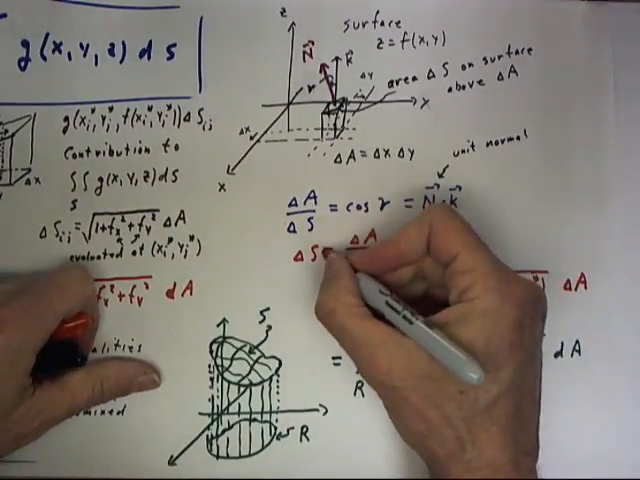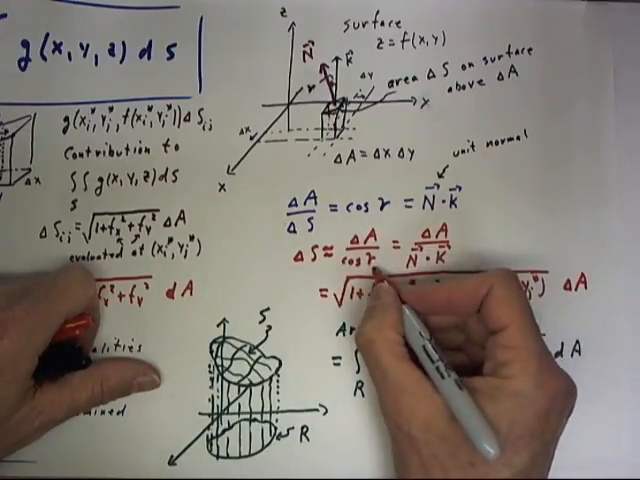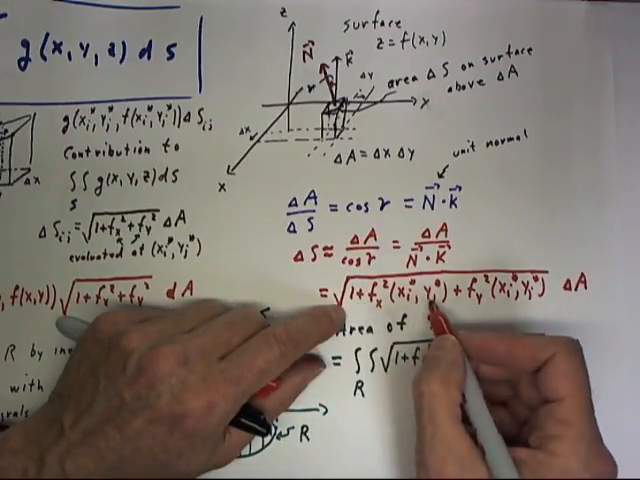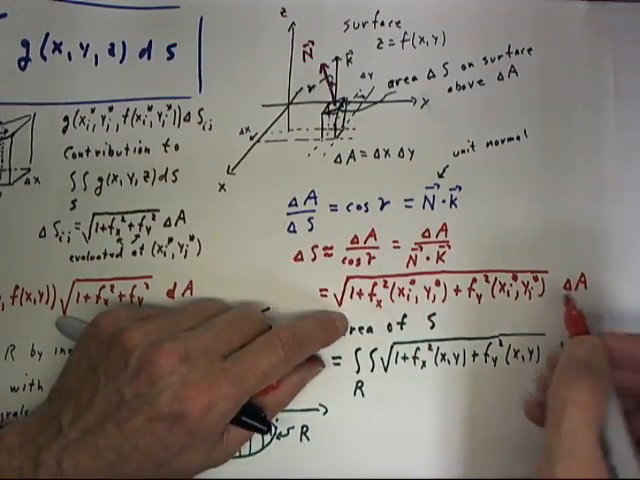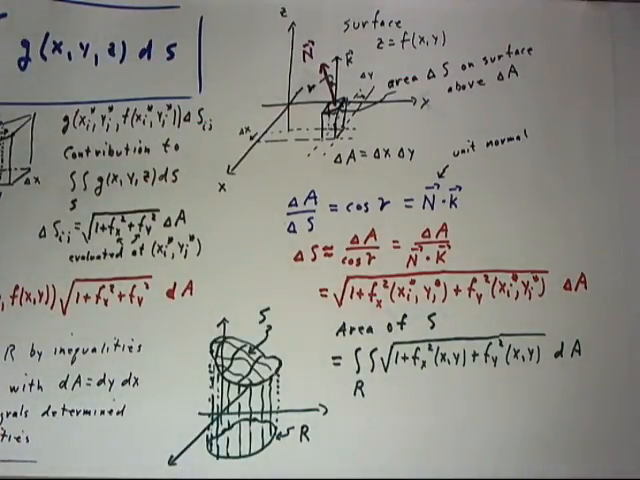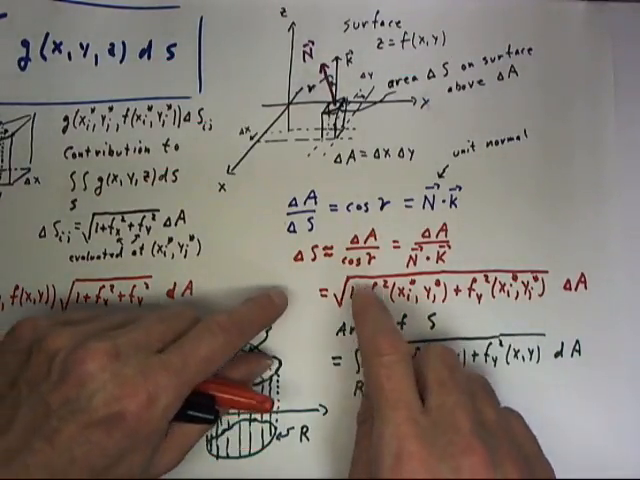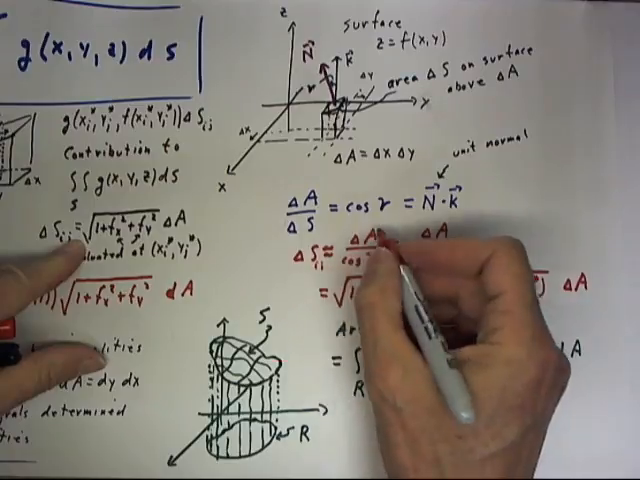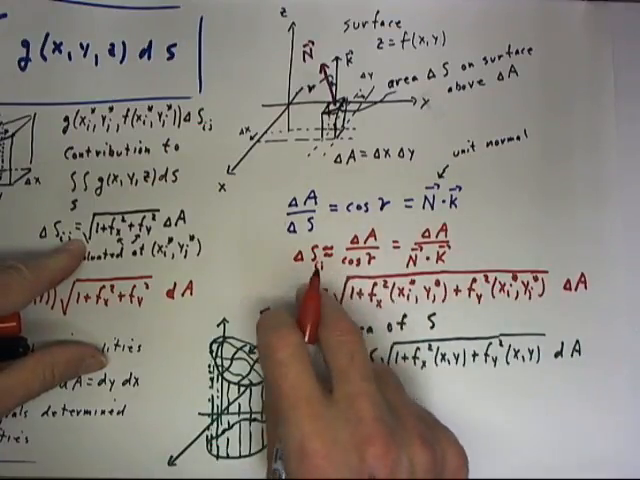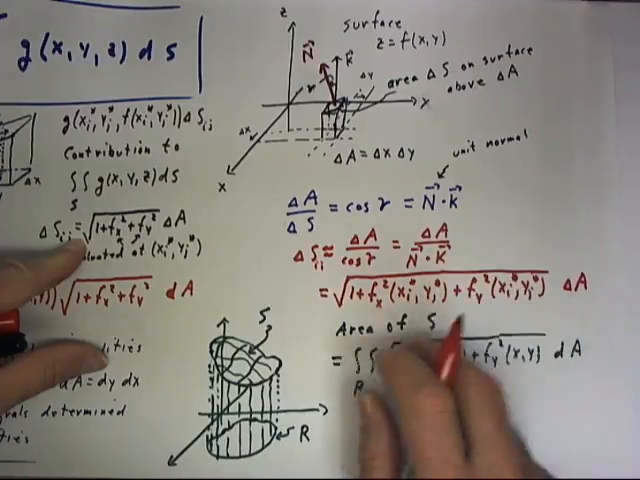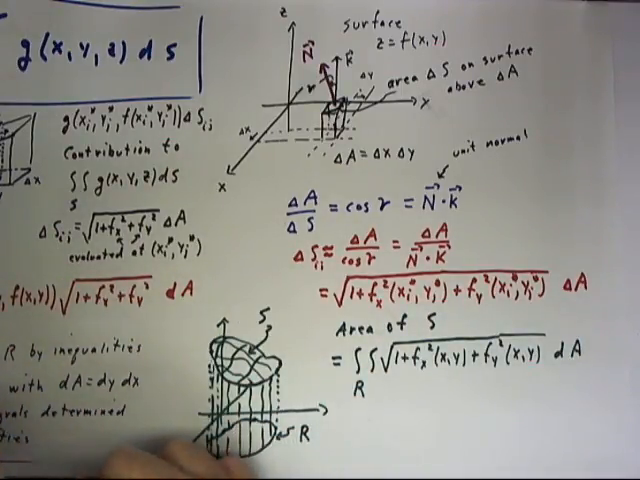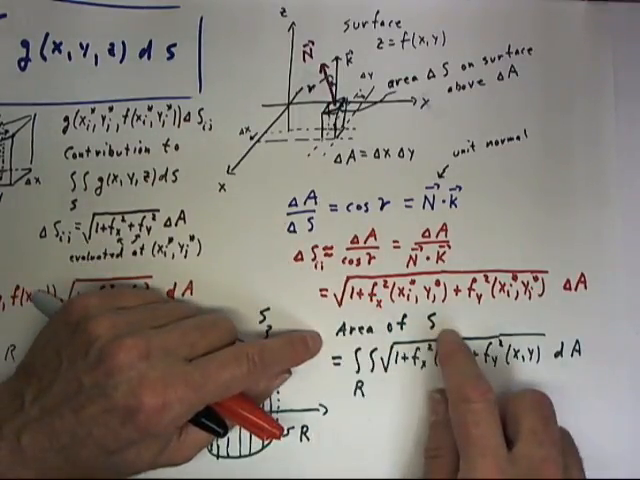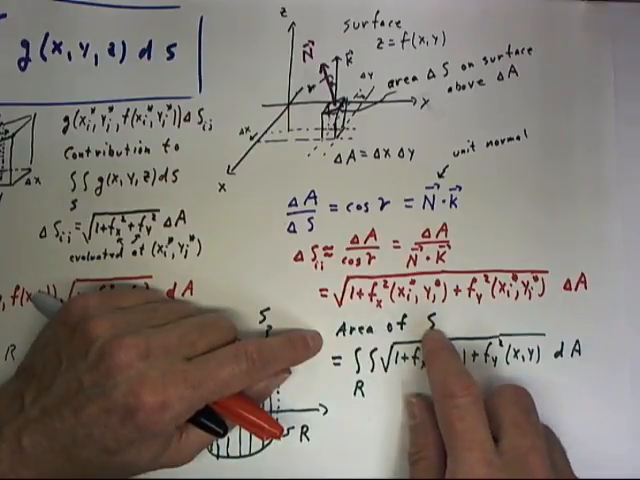Now, I should say that delta S is approximately equal to delta A over the cosine of gamma, because, of course, the result that we get here is going to depend on just where our sample point happens to fall within the region. In any case, using this, we could say delta S_ij equals delta A over the cosine of gamma, with everything evaluated at the sample point xi star, yj star. In any case, if we sum up all our delta S_ij's, we get the area of the entire surface.